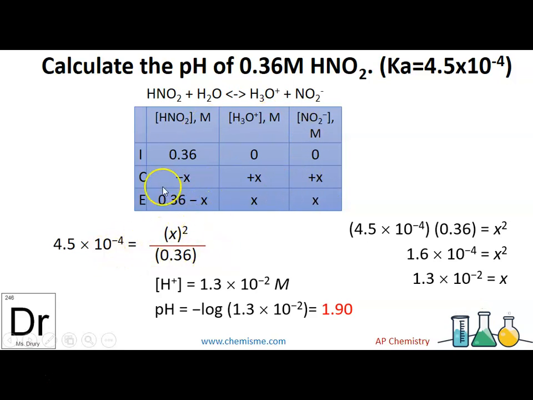So some students start to avoid writing the ICE box since you don't really get credit for it. And they just skip right to 4.5 times 10 to the minus 4 equals x squared over the molarity. That is up to you if you want to do that. I don't recommend it because in the long run, when we start changing this to bases and salts, that might change a little bit. When you solve for x, it becomes 1.3 times 10 to the minus 2 molar. I'm going to negative log that to get a pH.